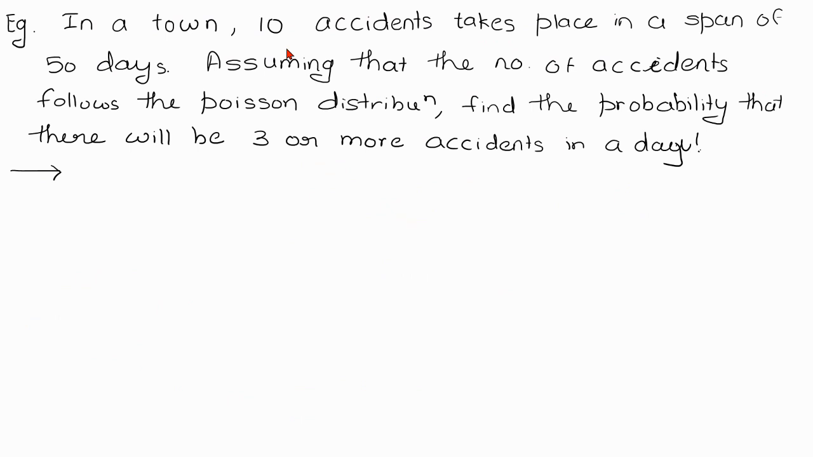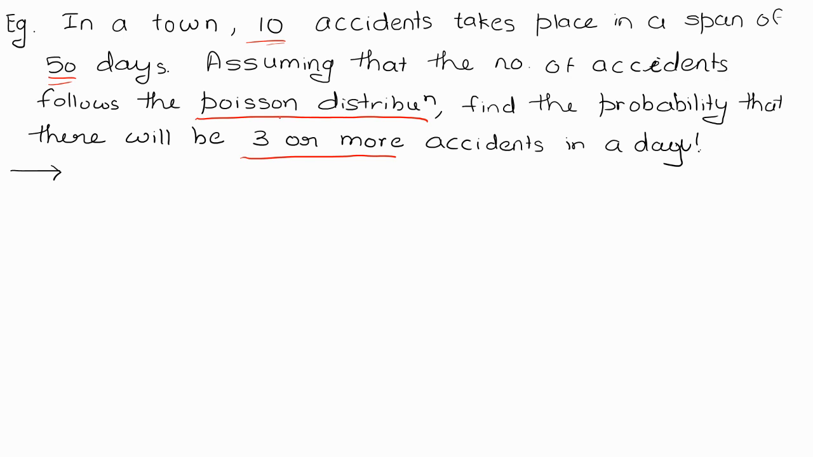The example says, in a town, 10 accidents take place in a span of 50 days. Assuming that the number of accidents follows the Poisson distribution, find the probability that there will be 3 or more accidents in a day. In a town, 10 accidents take place in a span of 50 days. Now these are the things which you need to note.